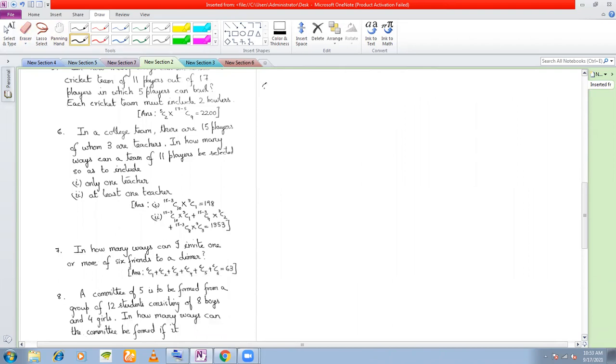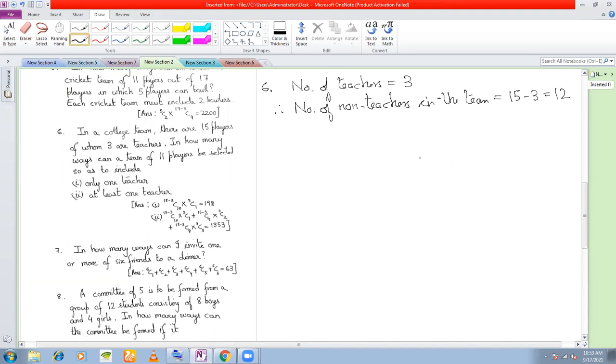Number 6. In a college team, there are 15 players, of whom 3 are teachers. Okay, so number of teachers. In a college team, you have 3 teachers. So therefore, what is the number of non-teachers in the team? Total is 15 minus 3. So there are 12 non-teachers.